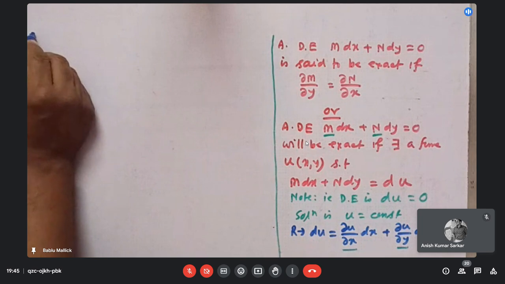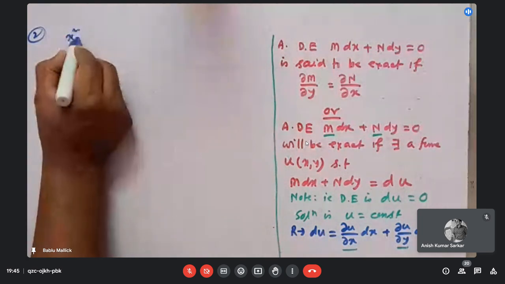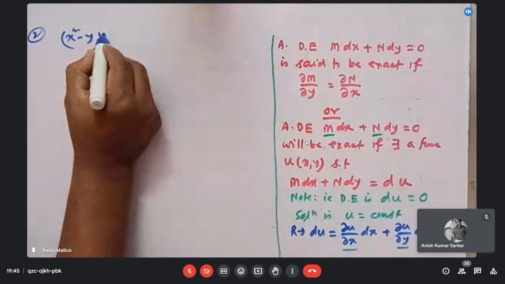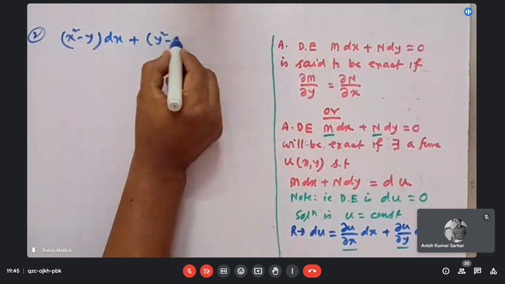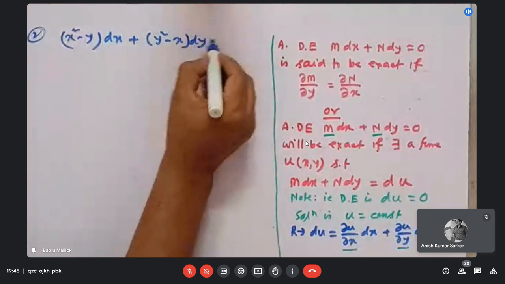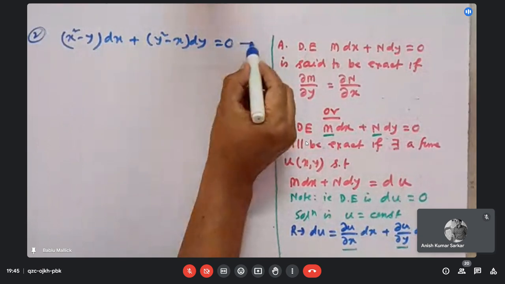Solve this number 2, x square minus y, very simple question, dx plus y square minus x into dy is equal to 0. This is number 1.